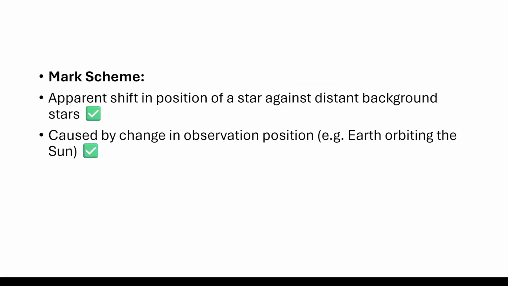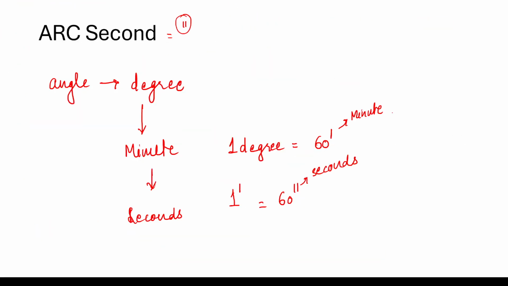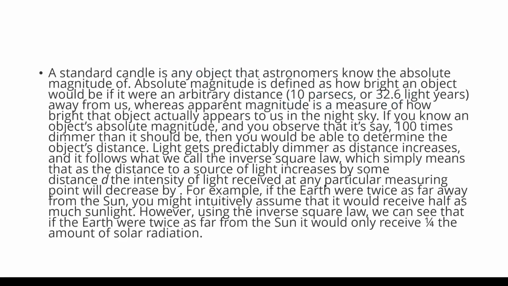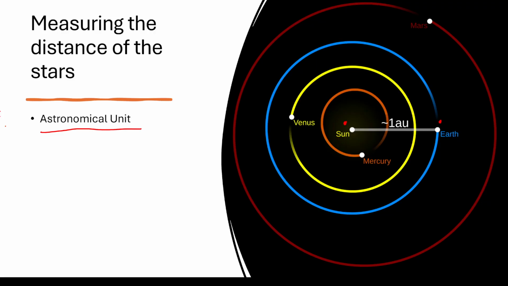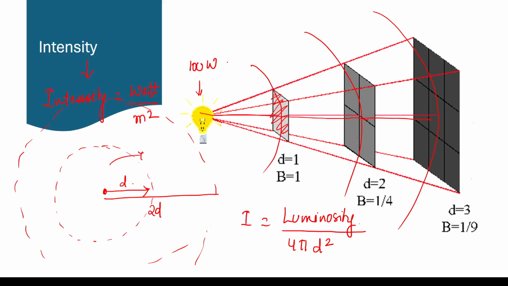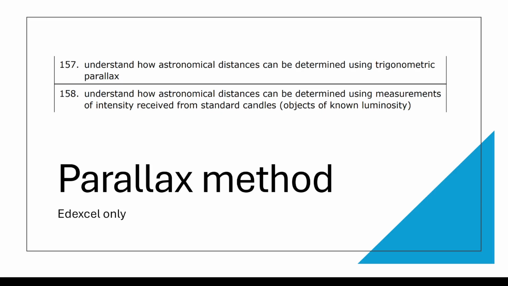So what you just need to know for this part is... you can always read, this is very interesting. What you need to know here is this. How can astronomical distances be measured using trigonometric parallax? You make that triangle, write the assumptions, write the formula, done. How can astronomical distances be determined using measurements of intensity? The last question. Intensity is luminosity over 4 pi d squared.